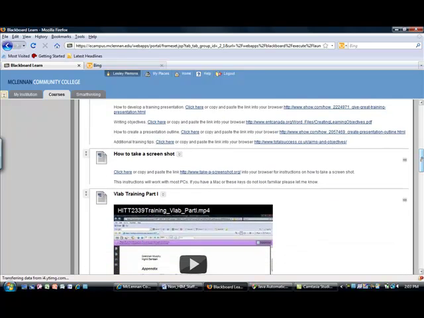I also have information on how to do screenshots. It always helps to have screenshots. These screen prints show people exactly where to click and what their screen should look like. It's easier to follow along when you have an example. So that's why we're going to take screen prints with this.